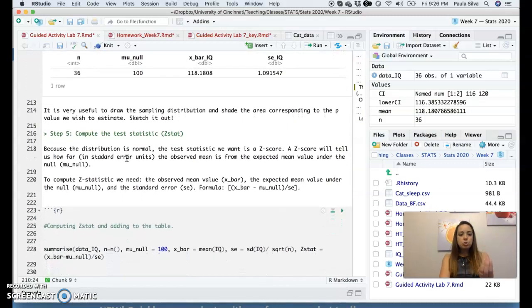Now, it is very useful to draw the sampling distribution and shade the area corresponding to the p-value we wish to estimate. So try to sketch it out, and we'll start the next video with that sketch in order to compute, and following that, we'll compute the z-statistic and the p-value associated with it.